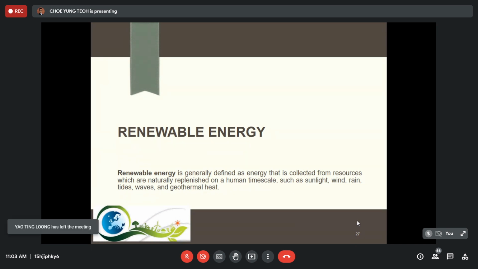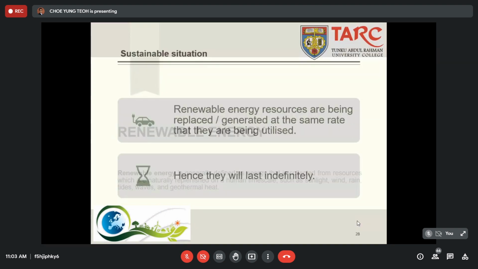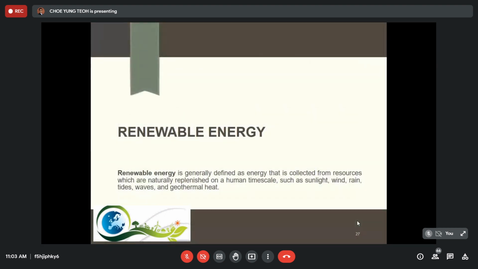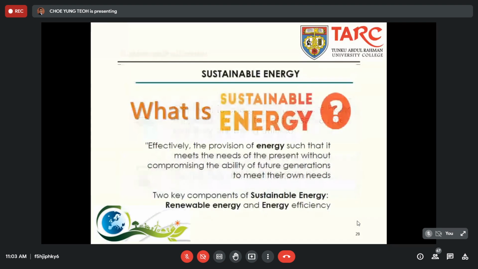Okay, let's continue with renewable energy. I think we stopped around here, so just a little bit of a refresher. Renewable energy refers to the energy that can be replenished on the human time scale. This is very important: human time scale, which is around maybe 100 years. We study this because we want sustainable energy.